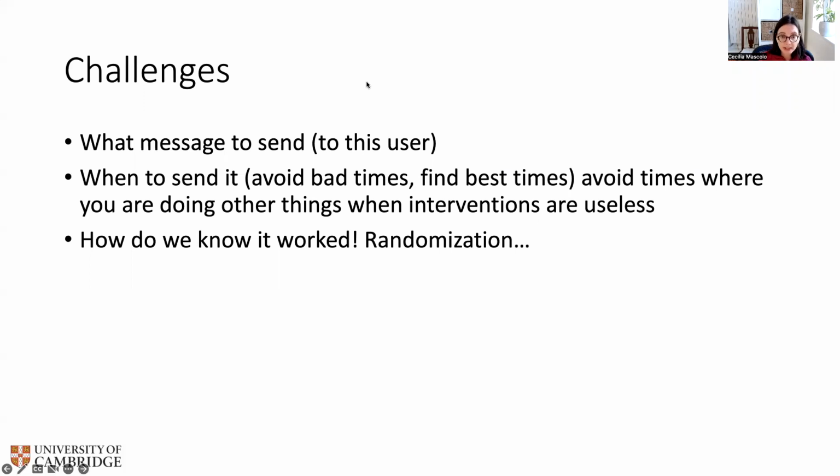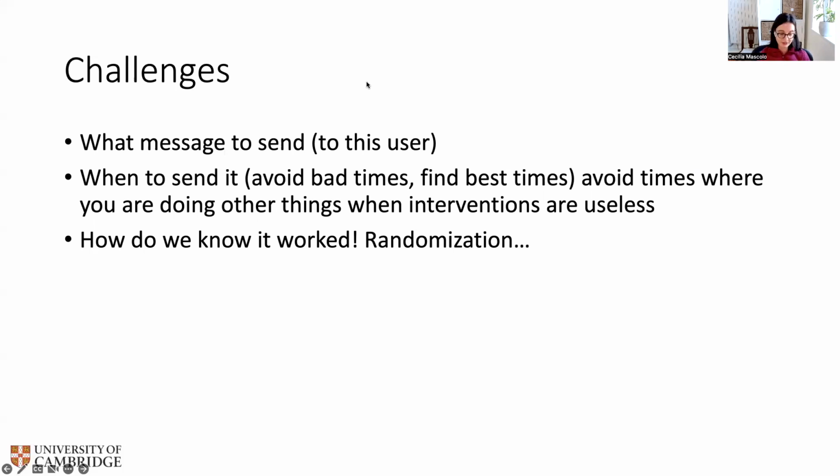Well, what message to send and to which user, because users are different. They might be receptive to the messages, as you will see in some examples, and some users aren't. And when to send the message. Avoid bad times. When I'm sleeping, I obviously don't want to receive notifications. There are times that the user considers themselves available, which can be defined in an app so that notifications cannot be received at bad times. There's still the question of finding the best time for this to be delivered, and also automatically avoiding delivering a message when interventions won't be useful.